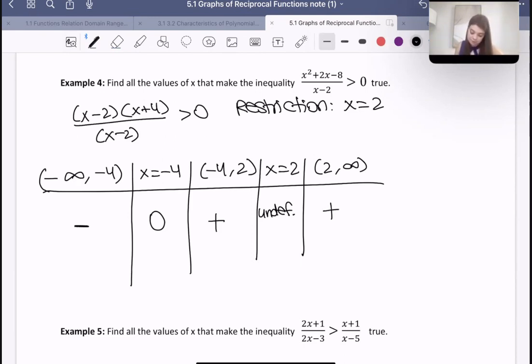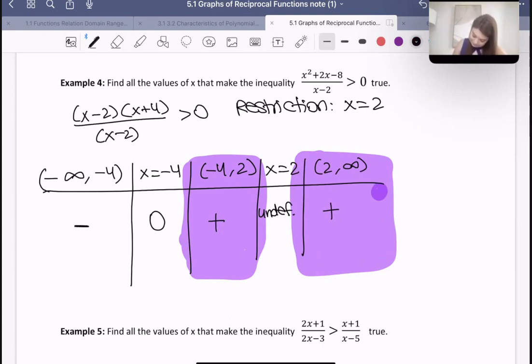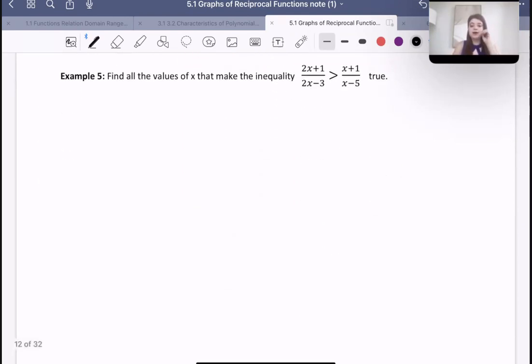So there we go. We want to know where this whole thing is greater than 0, meaning where is it positive? Not where it is equal to 0 or undefined or negative, but where it is positive. So that's in these two places. These two places are going to be our answers here and over here. Awesome.